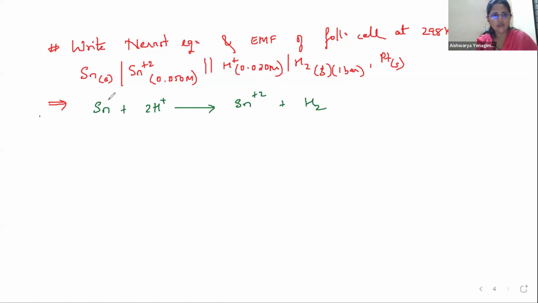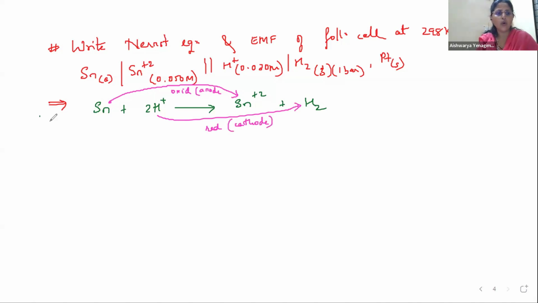Now see, Sn solid is becoming Sn plus 2. So that is loss of electrons, oxidation, and this will occur at the anode. H plus is becoming H2 by gaining electrons. Gain of electrons is reduction. This will happen at the cathode. H2 we know. Okay, so let us solve it out. Fine. So what is the formula for standard cell potential? Because at 298 Kelvin, 1 bar pressure is there.